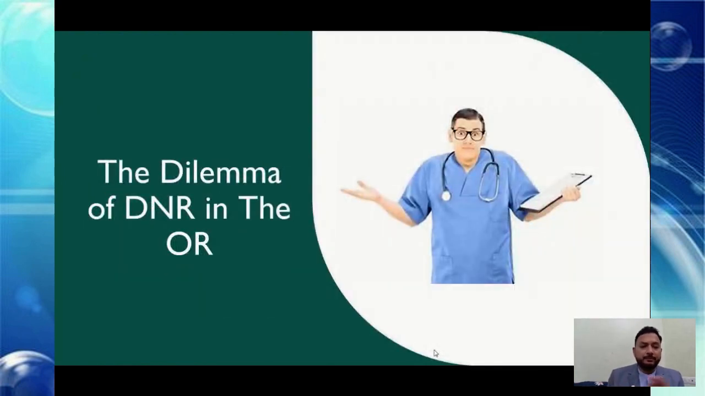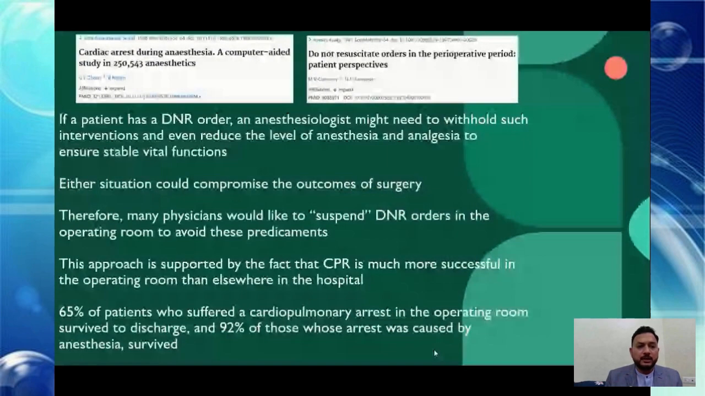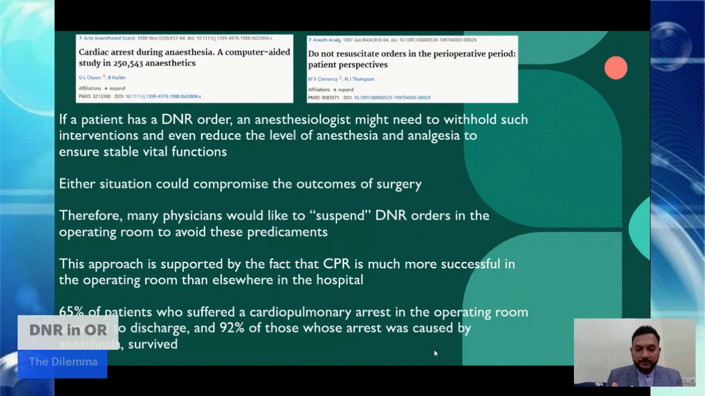Now, let me come to the most important part of the presentation. What is the dilemma of DNR that we anesthesiologists face in the operating room? If a patient has an existing DNR order, an anesthesiologist might need to withhold such interventions and even reduce the level of anesthesia and analgesia to ensure stable vital functions. And either situation could compromise the outcomes of surgery. Therefore, many physicians would like to suspend the DNR orders in the operating room to avoid these predicaments. And this approach is supported by the fact that CPR is much more successful in the operating room than elsewhere in the hospital.